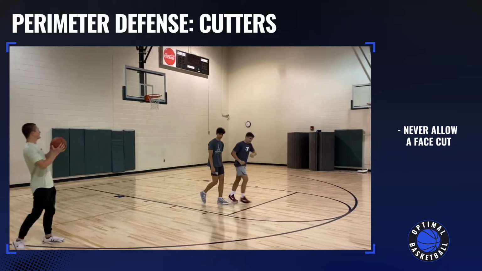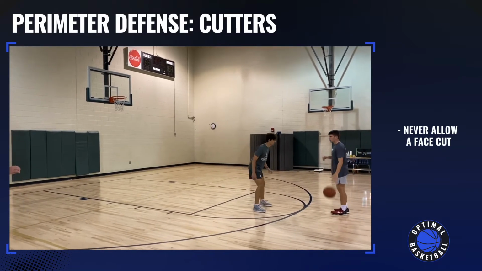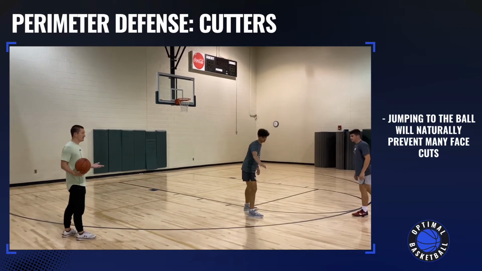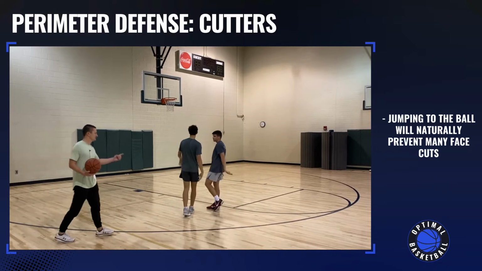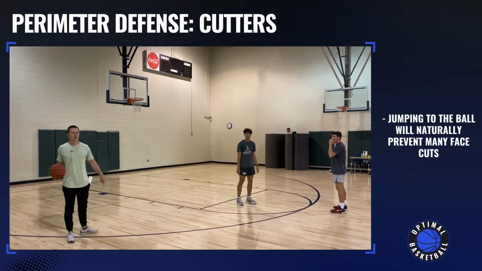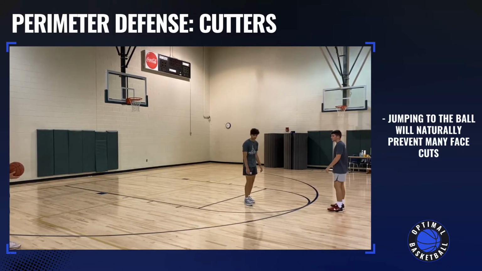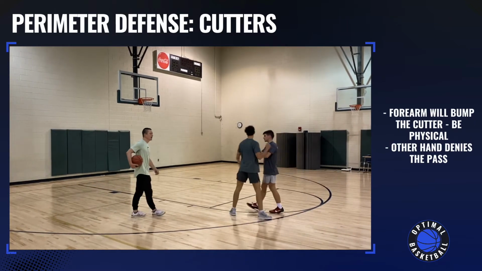So from Caleb's perspective, from the defensive perspective, after this pass is made, go ahead. If you can just jump to the ball, then you're going to be in position where you're not going to get face cut. But even let's say, Caleb, let's say you just forget to jump to the ball. Or let's say you're guarding an elite scorer and we're not even helping off that scorer. Well, even if you don't jump to the ball, if Brock tries to face cut, you can still just jump in front of them.